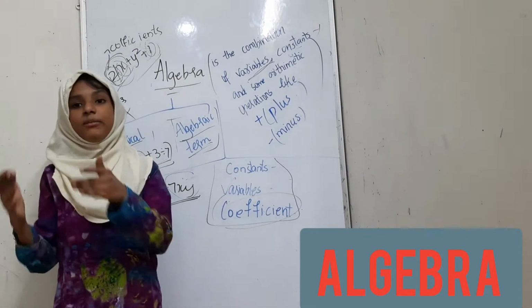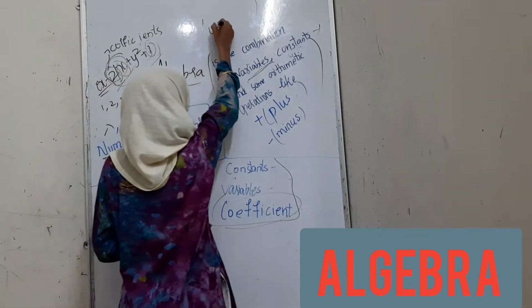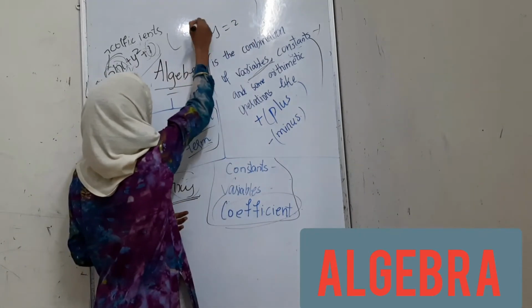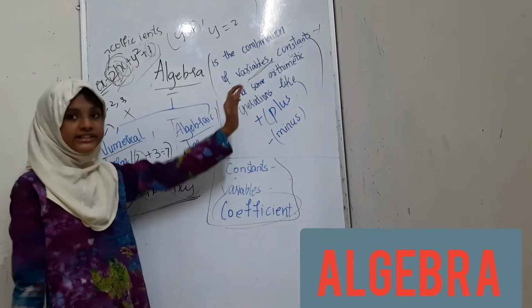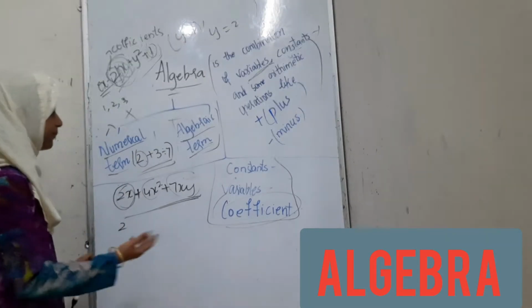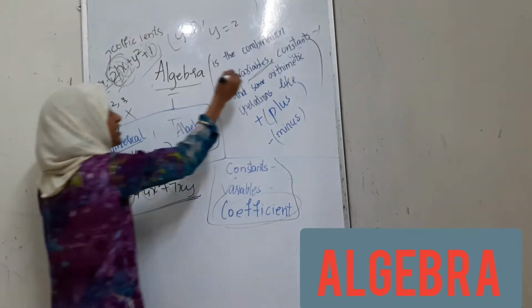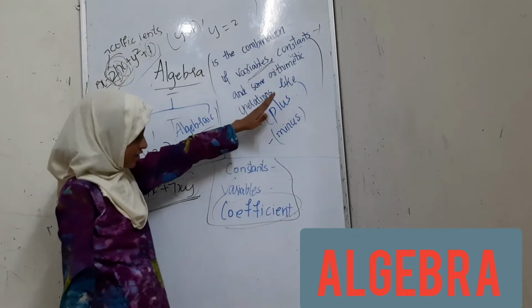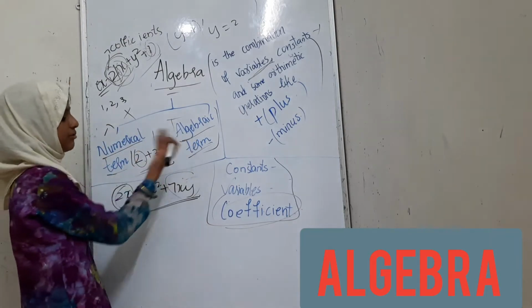And what are variables? Their value will never be the same; they will always be changing. Sometimes you will be given the value y is equal to 2, and in some other cases you will be given the value y is equal to 4. So the values of variables are not always the same. Today we learned what is algebra, what are variables, constants, arithmetic operations, coefficients, numerical term and algebraic term.